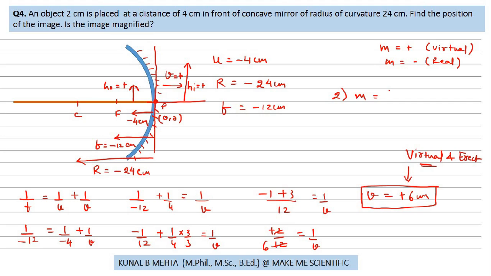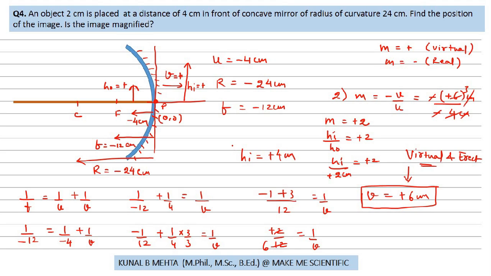Now here height of the object and height of the image are not given. Actually, height of the image is not given, so we can use minus v by u. So minus v is plus 6 divided by minus of 4 centimeters. And magnification doesn't have any unit because centimeter gets cancelled. Minus minus cancels, 2 3s are 6, 2 2s are 4. So magnification turns out to be plus 2, and even you can find out the height of the image, hi upon ho is equal to plus 2, and ho is 2 centimeters positive, that is plus 2. So the height of the image over here will be plus 4 centimeters.